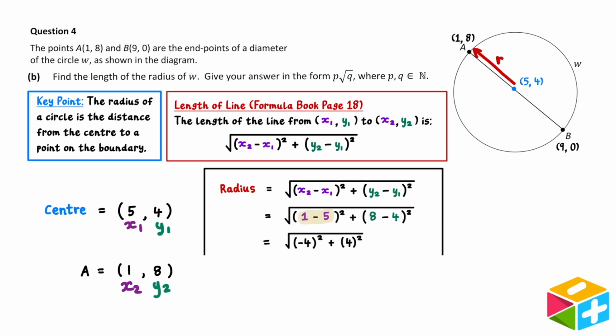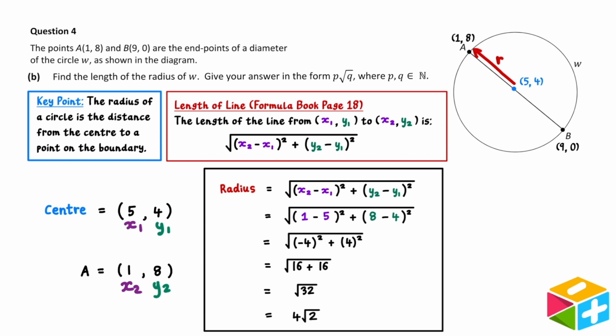1 minus 5 is minus 4, and 8 minus 4 is 4. Minus 4 squared is 16, and 4 squared is 16. 16 plus 16 is 32, so we end up with the square root of 32. If we type this into our calculator, it automatically simplifies the expression to 4 times the square root of 2. We had to do this last step because we were asked to give our answer in the form p times the square root of q.